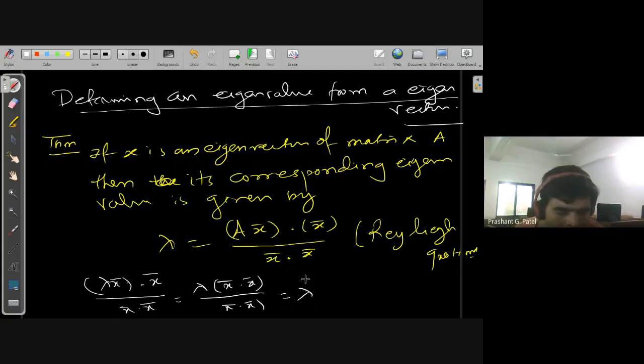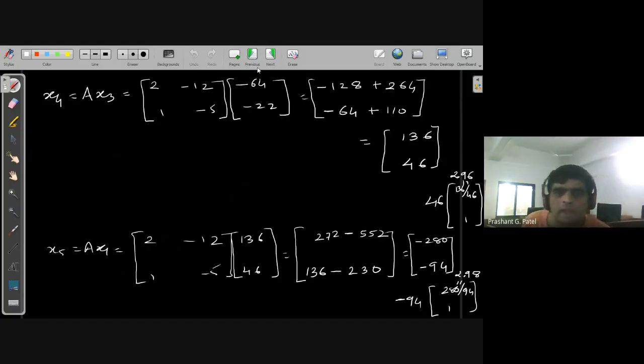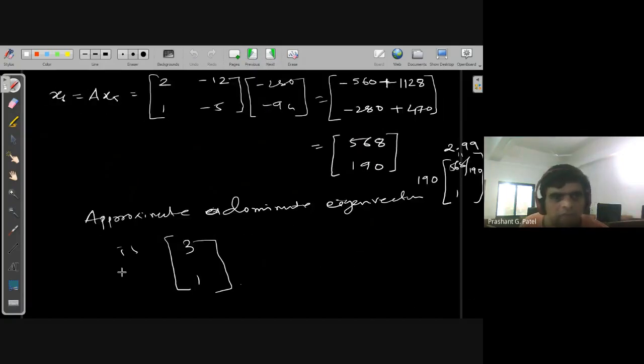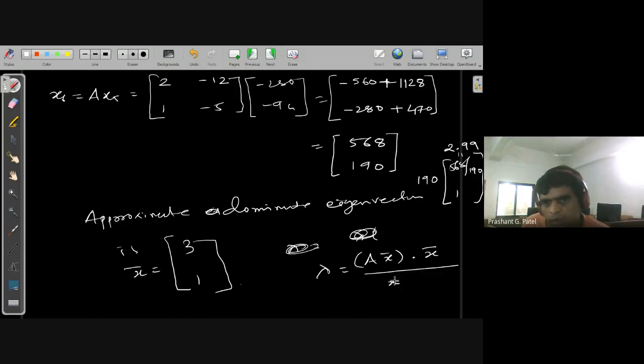Now here, if I want to find the value of lambda in this case, we have this X bar, so we'll use that. If I want to calculate lambda, it is A X bar dot X bar upon X bar dot X bar. We already have A, so we'll calculate what A x bar dot X bar is. So let's see that.